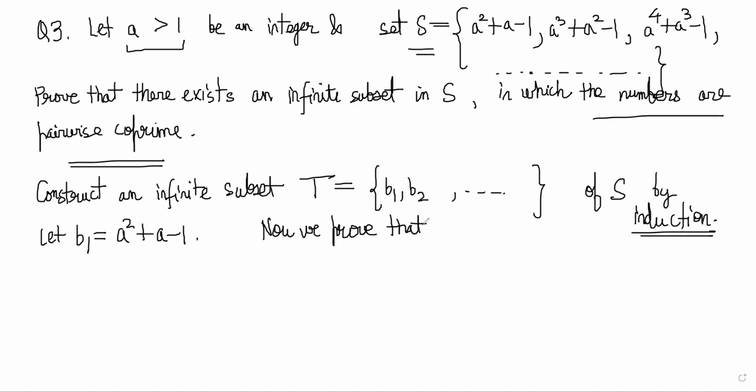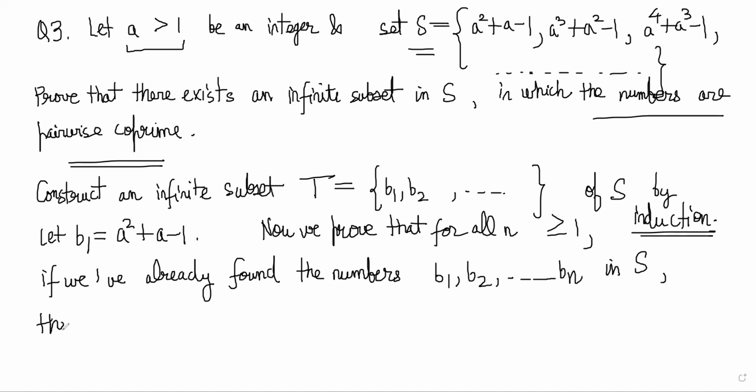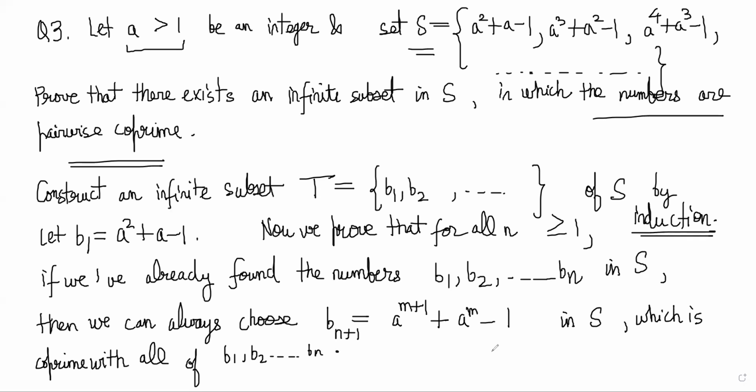Now we prove that for all n greater than or equal to 1, if we have already found the numbers B1, B2 till Bn in S, then we can always choose Bn+1 equal to a^(m+1) + a^m - 1 in the set S, which is co-prime with all of B1, B2 till Bn.